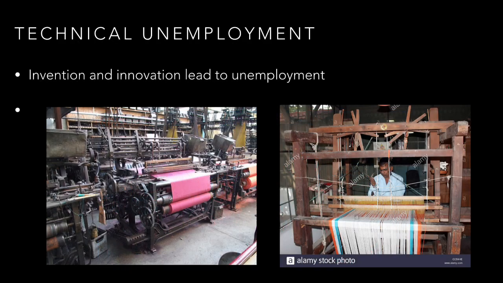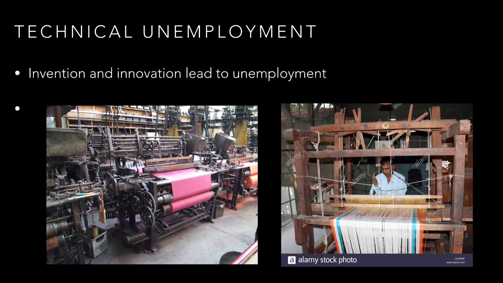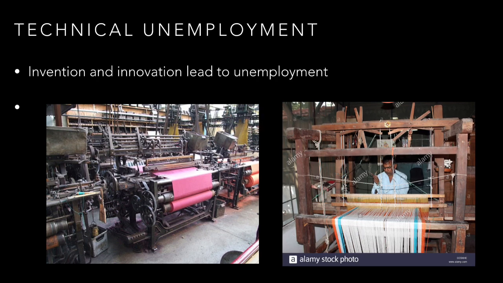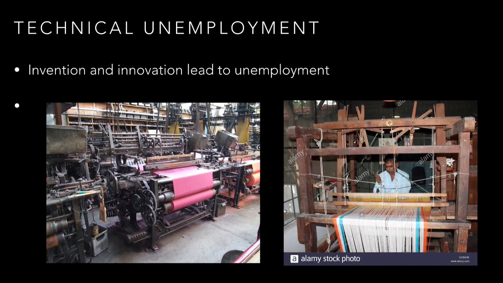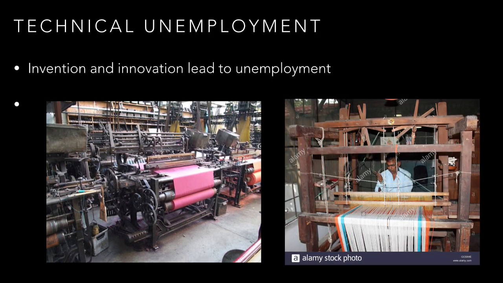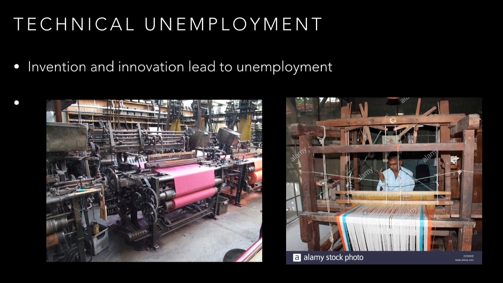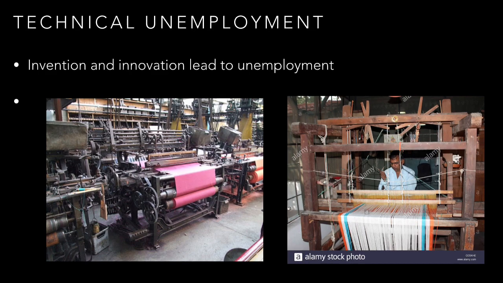The fifth type is technical unemployment. This is the loss of jobs caused by technological change. The change typically includes the introduction of labor-saving devices. Nowadays, inventions and innovations lead to the adoption of new techniques. Example, the weavers lost their jobs with the invention of modern textile mills.